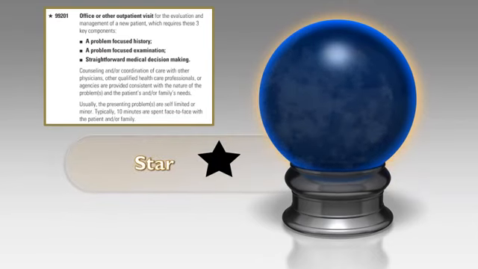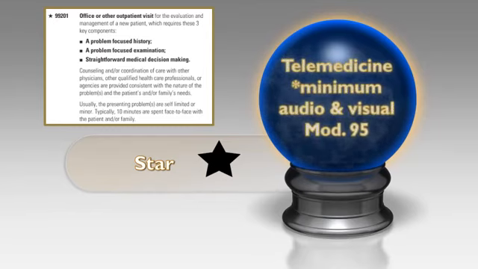All right, next. A star. And we use a little black star for telemedicine. And don't forget, it is used when you have a minimum of audio and visual equipment. Whenever the doctor is performing services and he has to have audio and visual, that means he has to be able to hear you and see you, and modifier 95 needs to be appended. All right, this is new for 2017.